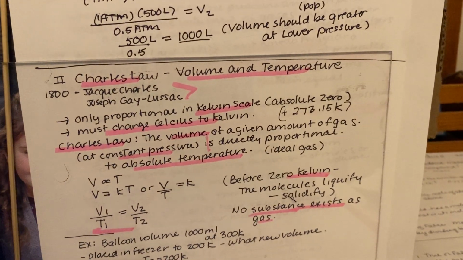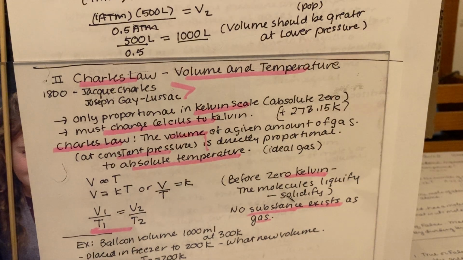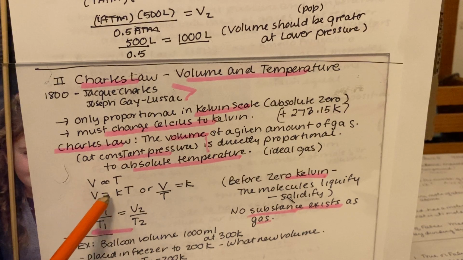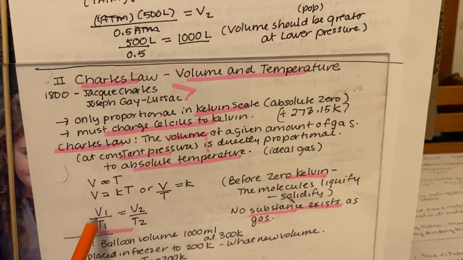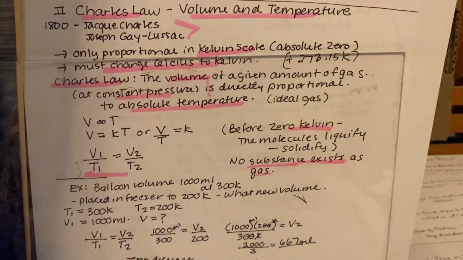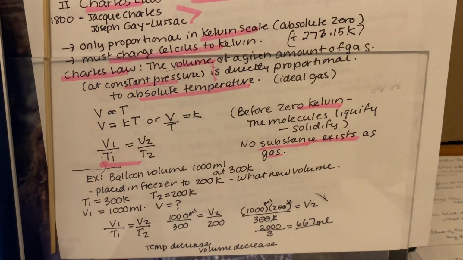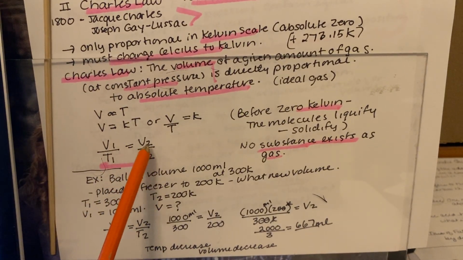Charles' law states the volume of a given amount of gas at constant pressure, that means the pressure has to remain the same, you can't move the pressure at all, is directly proportional to the absolute temperature. Absolute temperature means you have to use the Kelvin scale. So here we have volume is proportional to temperature. The volume equals K, the constant, times temperature. Or you put the temperature on this side, V over T equals K. So when you're doing a problem that's directly proportional, you use this to find another volume if you have one volume, or another temperature from one temperature. So you have V1 over T1 equals V2 over T2.